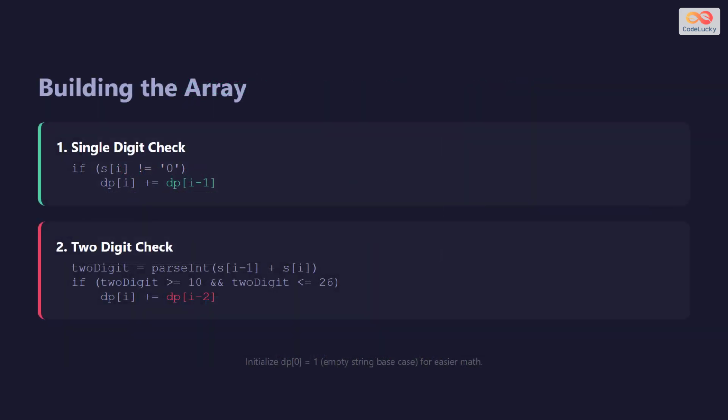We can build an array, let's call it dp, where dp at index I stores the number of ways to decode the string of length I. If the single digit is valid, we add the value from the previous step. If the two digits formed with the previous character are valid, we add the value from 2 steps back.